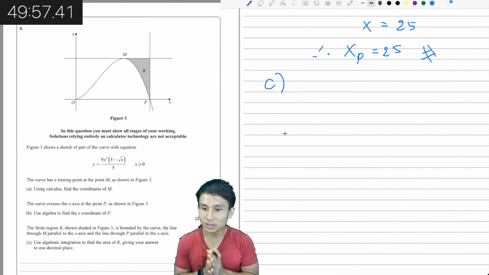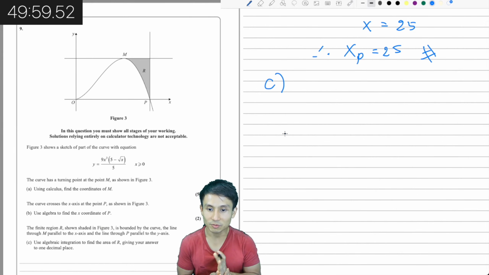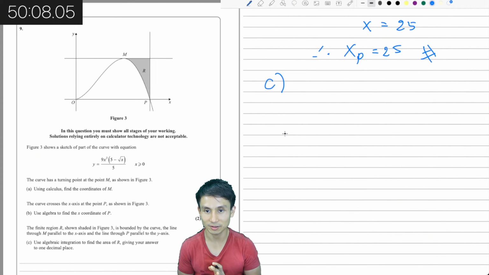The finite region R shown shaded in figure 3 is bounded by the curve, the line through M parallel to the x-axis and the line through P parallel to the y-axis. Using algebraic integration to find the area R, giving your answer to 1 decimal place.